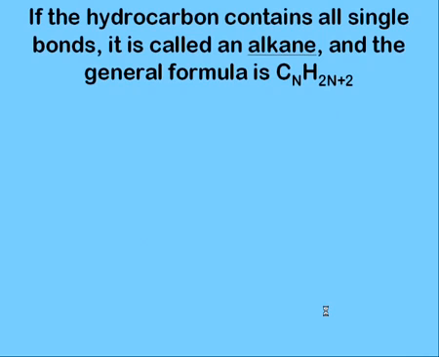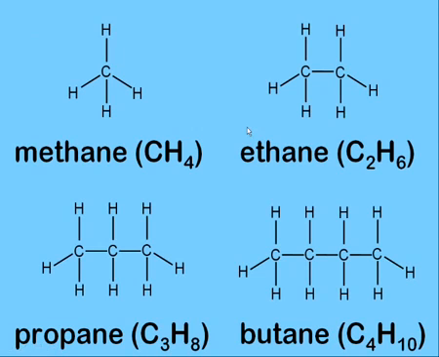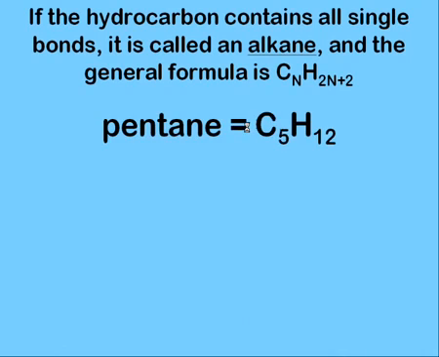follows the following pattern. CnH2n plus 2. Now this hydrocarbon is called an alkane when it contains all single bonds. So we talked about methane, ethane, propane, and butane. After you get to 5 carbons, the names will sound like you are in geometry class. We use the prefixes that come from the Greek. So pentane, C5H12. Again, notice the pattern, 2n plus 2 for the number of hydrogens.